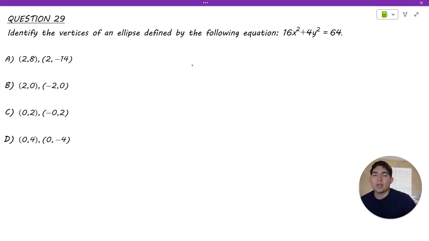Moving on to number 29, we have one last vertex problem for extra practice. In this one, we don't have our equation in standard form.